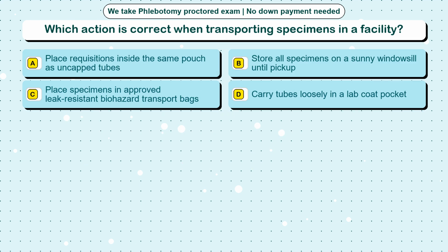Question 69. Which action is correct when transporting specimens in a facility? Option A, place requisitions inside the same pouch as uncapped tubes. Option B, store all specimens on a sunny windowsill until pickup. Option C, place specimens in approved leak-resistant biohazard transport bags. Option D, carry tubes loosely in a lab coat pocket.